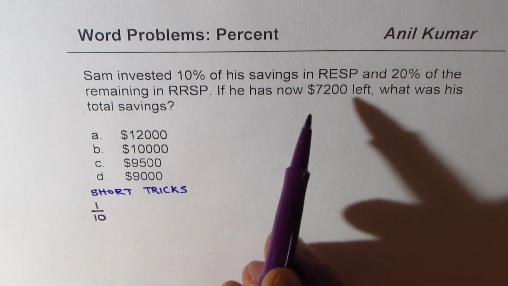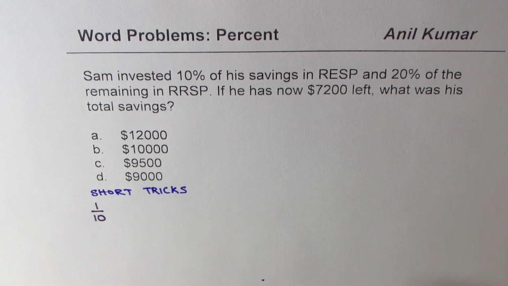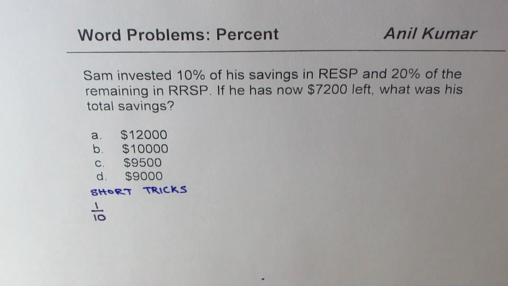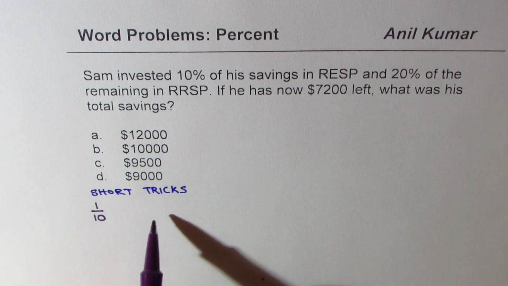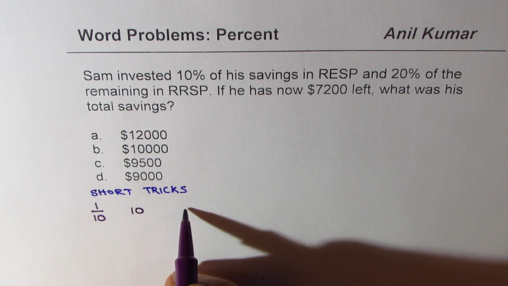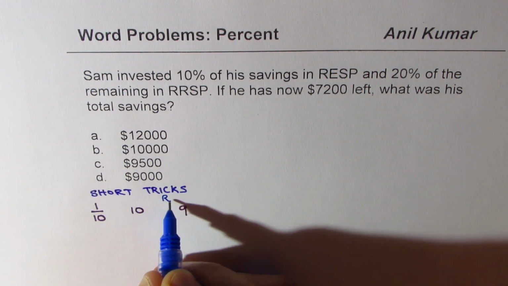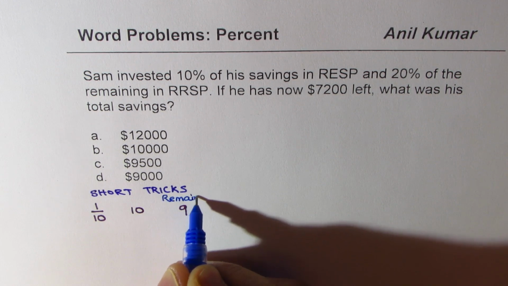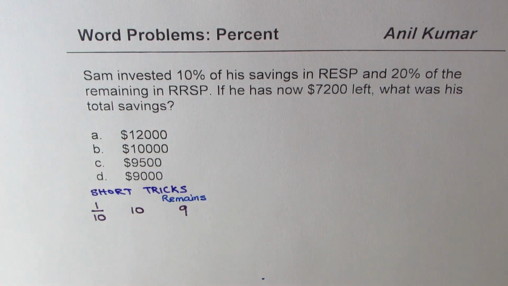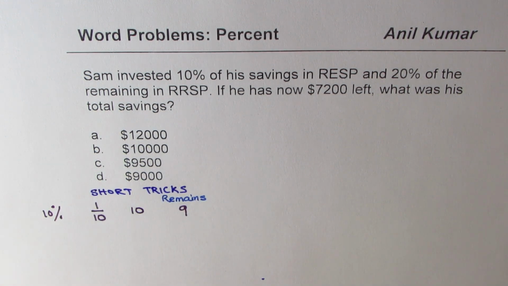Now, if you invest that much, you are investing 1 out of 10, and what really remains with you is 9, right? So out of 10, what remains is 9. So let me call this remains. Correct? Now this is for 10%.